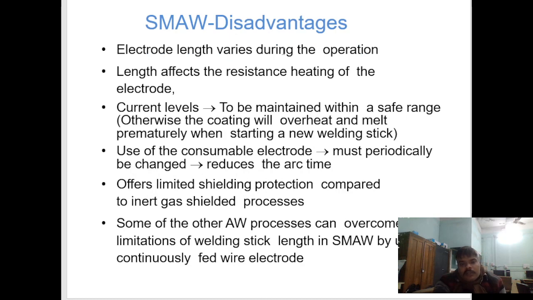Disadvantage: electrode length varies during the operation. Length affects the resistance heating of the electrode. Current level has to be maintained within a safe range, otherwise the coating will overheat and melt prematurely when starting a new welding stick.